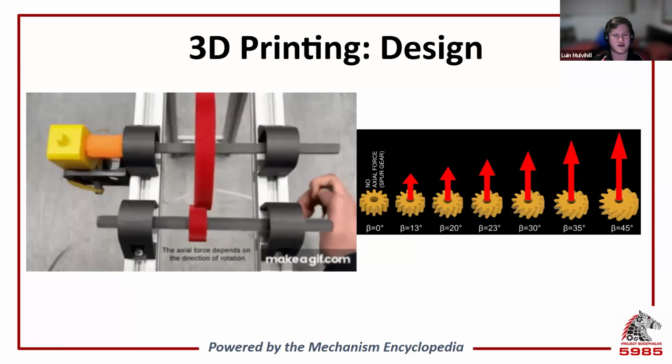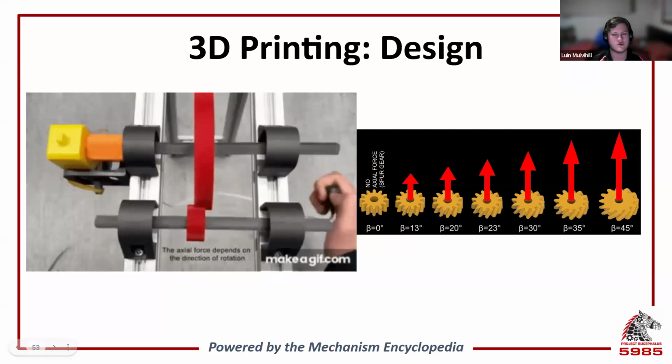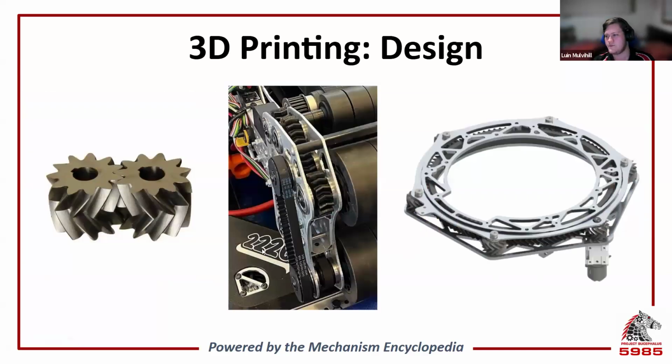As you can see in the GIF on the left, this force wants to slide the gears away from each other on the shaft. The direction the gears are spinning changes the direction the force is acting, and the magnitude of the force increases as the helix angle of the gear increases, as shown in the picture on the right. However, there's a way to get all of the pros of the helical gear without the cons.